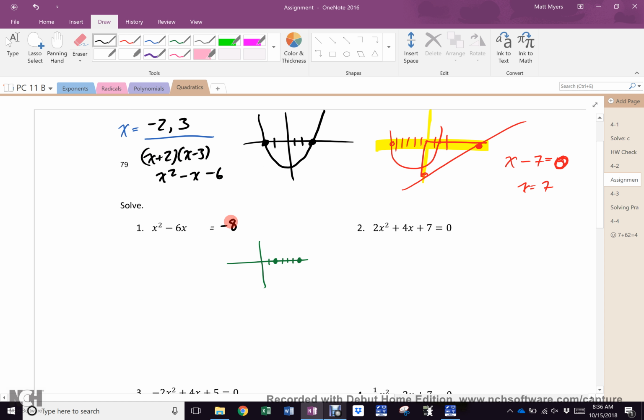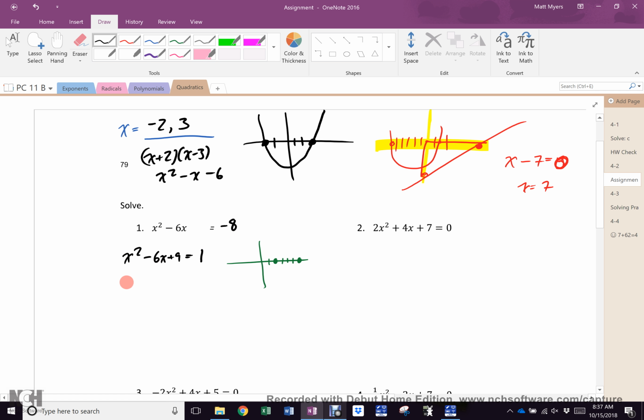Equals -8. And I wrote it like this. A lot of you, because you're looking for the right method to do a question, if I wrote it this way, would automatically go to completing the square, I think. Is this true? So a bunch of you might go, okay, well that cuts in half. That's -3 squared is +9. So you've got x squared minus 6x plus 9 equals -8 plus 9 is 1, yeah?